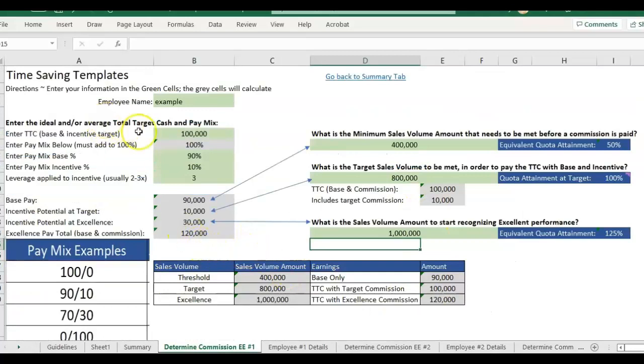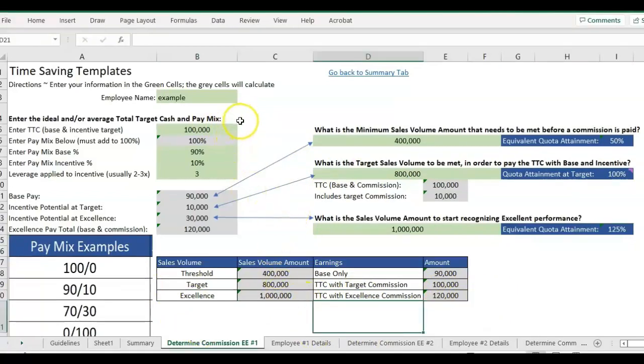So I hope so far this is making sense. I also have this chart right here. It's just going to be showing the information we entered above, just as a summary, checking that if they meet their actual sales volume threshold, this is what they're going to be getting, their base pay. If they meet their target, then they're going to be getting 100,000, which was their TTC. If they meet the excellent sales volume, they're going to be getting up to 120,000 TTC.